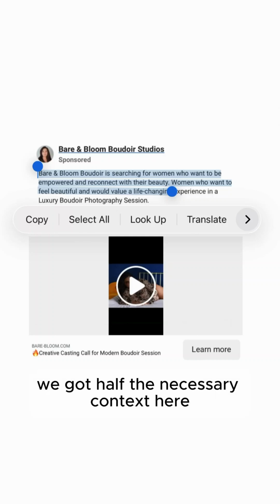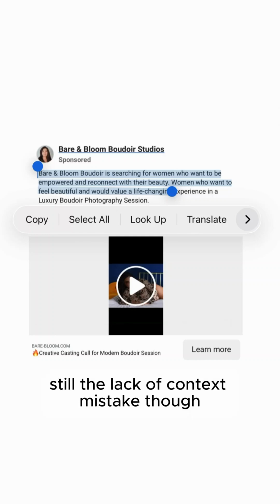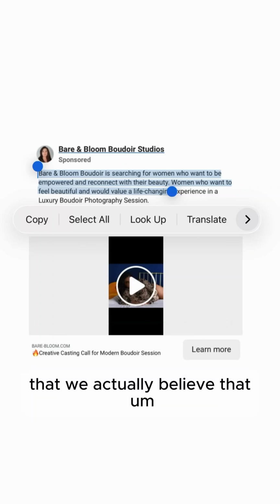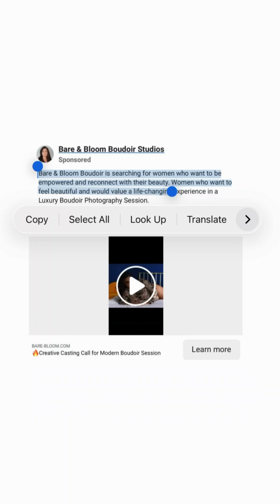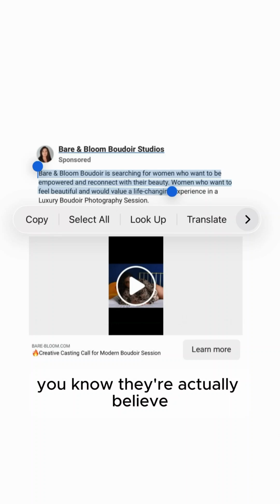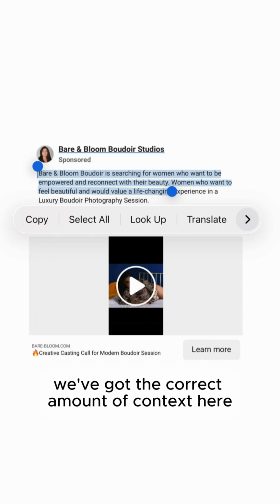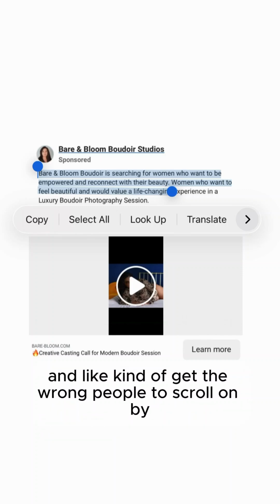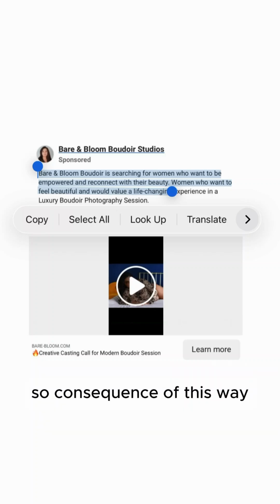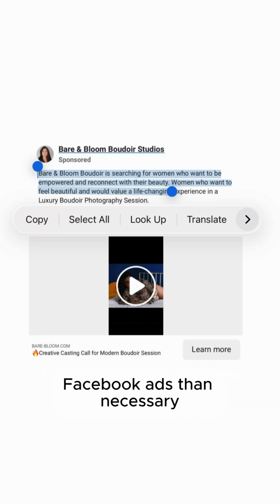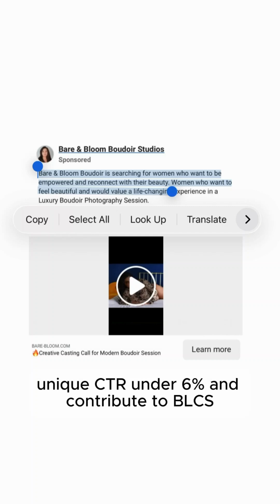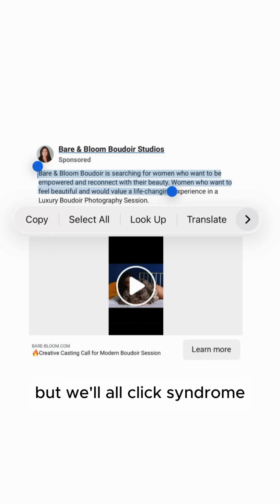All right. So yeah, we got half the necessary context here. Still, the lack of context mistake, though. The false belief that caused us to make this mistake is that we actually believe we've got the correct amount of context here. It's got to be optimized to pull in the optimized amount of people for our ad spend and kind of get the wrong people to scroll on by. So, consequence of this, way more people are going to be scrolling by our Boudoir Facebook ads than necessary. It's going to pull our unique CTR under 6% and contribute to BLCS, Boudoir low click syndrome.